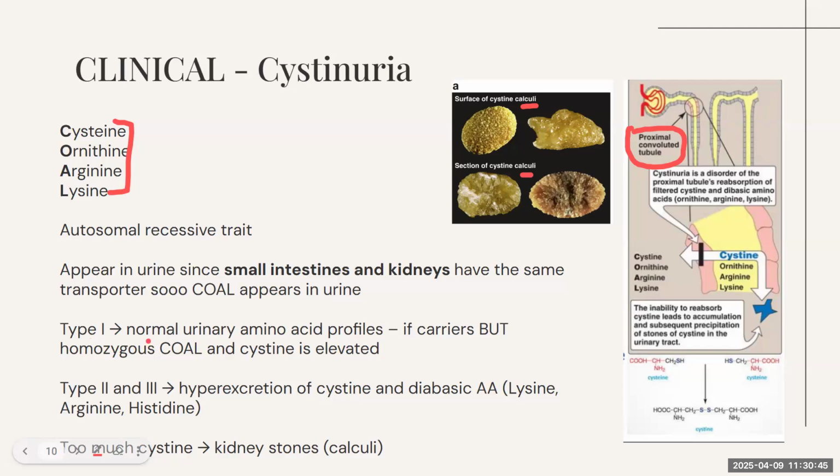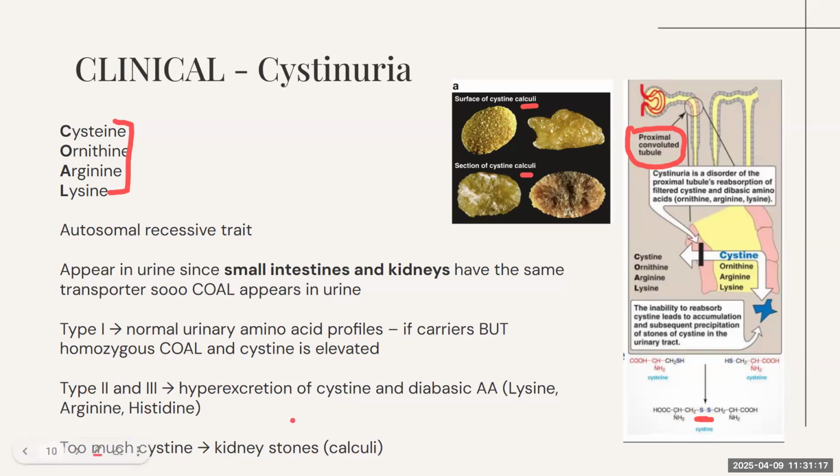Type 1, if it's heterozygous, that means they're just carriers, okay? It has normal urinary amino acid profiles. But if it's homozygous, so the person 100% has cystinuria, cystine and cysteine are elevated, okay? Cystine is two cysteines joined together through a disulfide bond. Don't need to know this, but just keep this in mind.